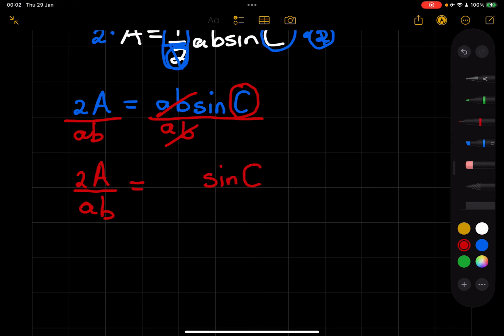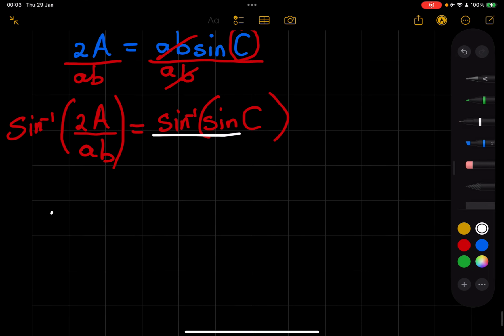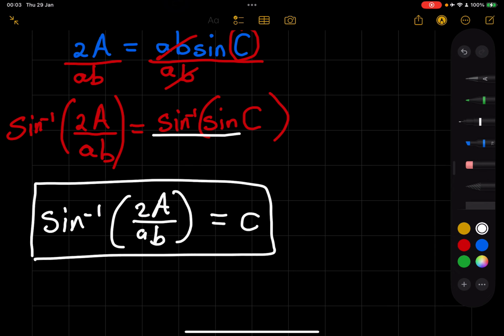Now that sine C is isolated, we use inverse sine to solve for C. So we introduce inverse sine on this side, we introduce inverse sine on that side, and then these two cancel each other out. So we're left with sine inverse of 2A over ab is equal to C. And this marks the end of our video because C is now isolated.